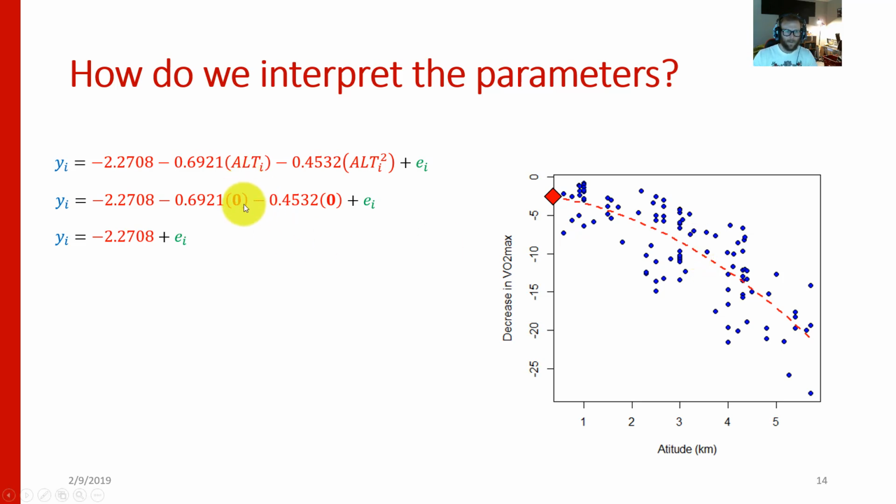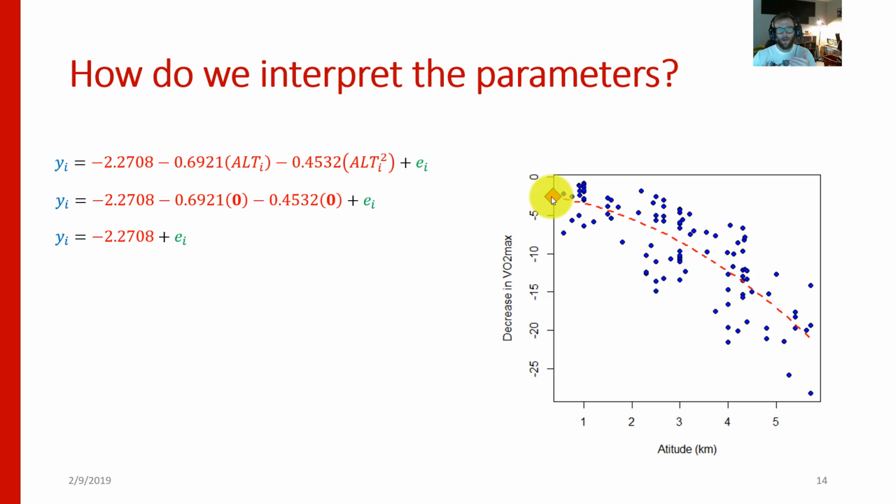Okay, so first we can plug in 0 as a value for altitude, right? And altitude squared then would also be 0 because 0 squared is 0. So this is easy to simplify because this is going to go away and this is going to go away. And we're just going to be left with our intercept of negative 2.2708, which seems to agree with what we've plotted here. Right, at 0, the estimated value of y is going to be negative 2.2708.